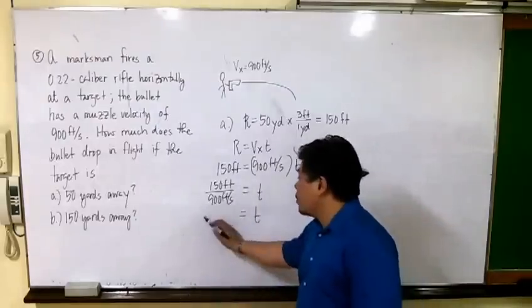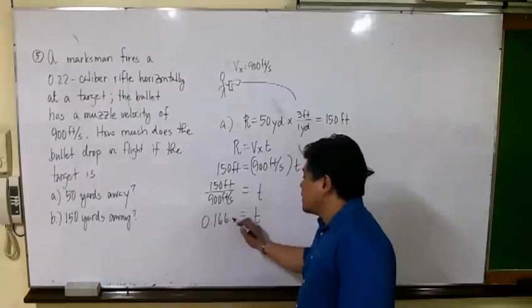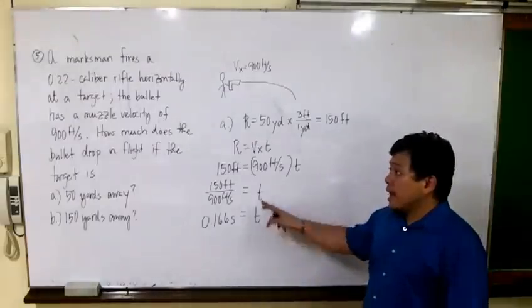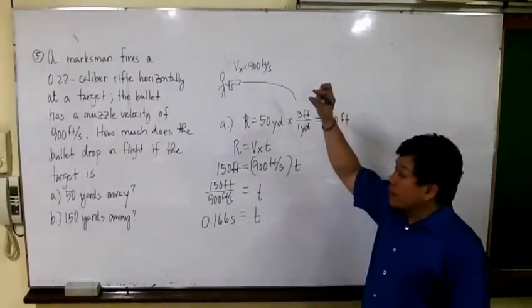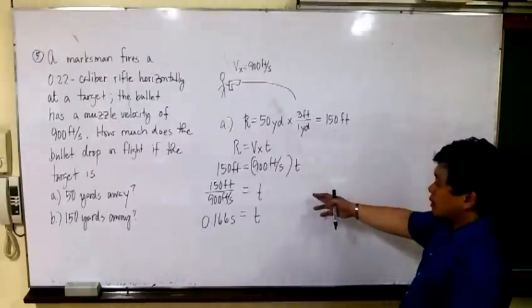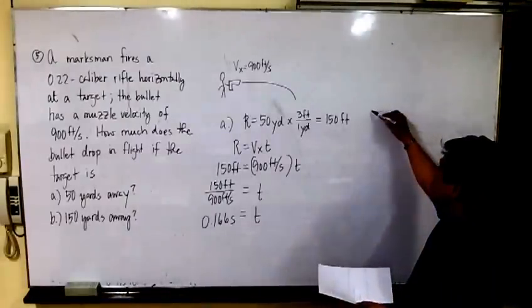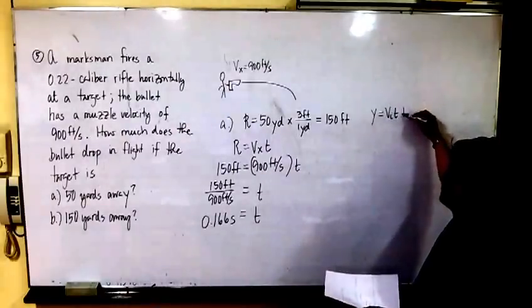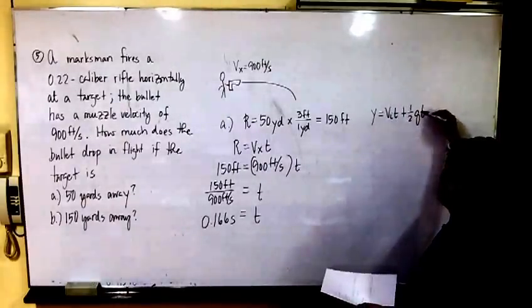That is 0.166 seconds. This is the time of flight. This is also the time of flight for the bullet vertically. So we can compute the vertical drop using this equation. Y is equal to V sub i t plus 1/2 g t squared.